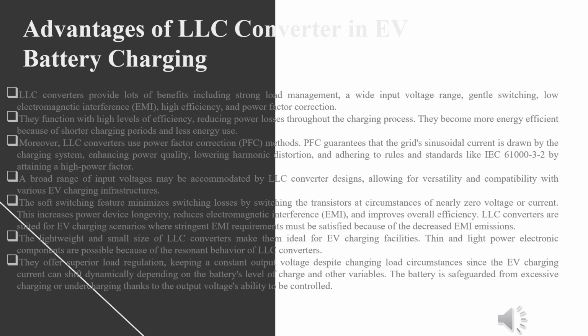They offer superior load regulation, keeping a constant output voltage despite changing load circumstances, since the EV charging current can shift dramatically depending on the battery's level of charge and other variables. The battery is safeguarded from excessive charging or undercharging thanks to the output voltage's ability to be controlled.